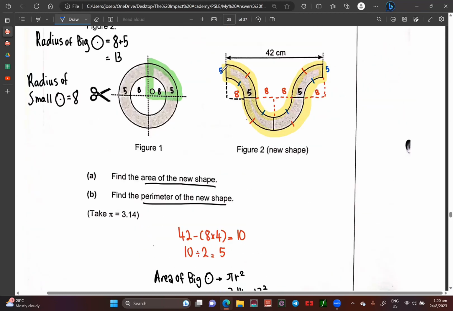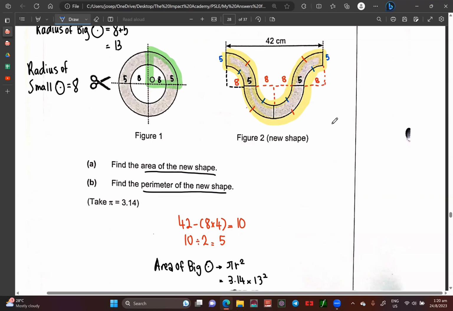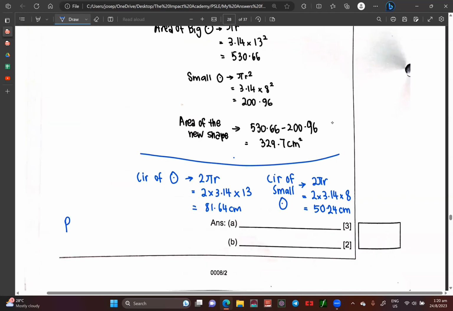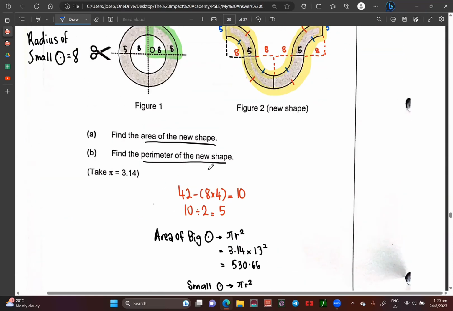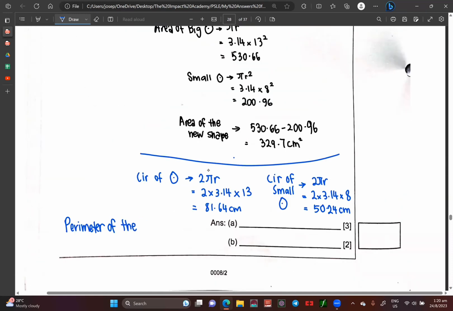Once you're done with that, not forgetting to add the 2 up. Because of that, you can note down already that I'm going to find the perimeter of, according to the question, the new shape.